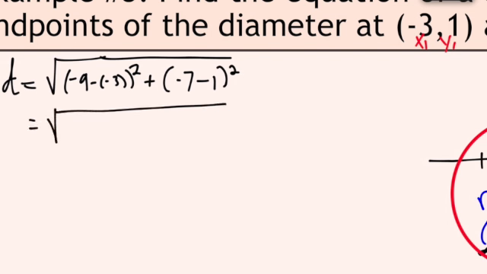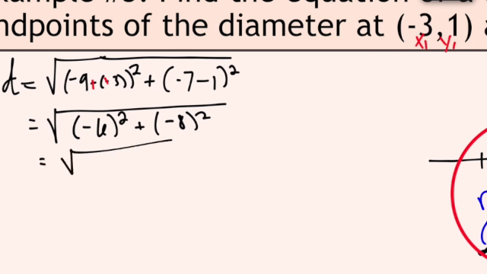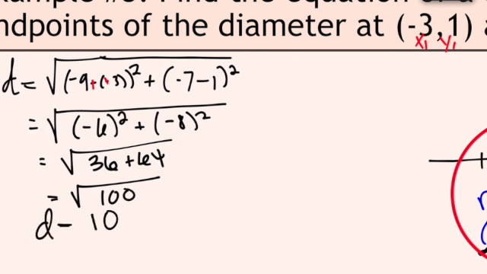So let's see here, -9 minus -3, that's the same thing as -9 plus 3. That ends up giving me -6. So I get (-6) squared plus, -7 minus 1, that's (-8) squared. (-6) squared is 36. (-8) squared is 64. Okay, this is pretty nice. 36 plus 64, that's 100. And then the square root of 100 is 10. Oh, that's really nice. It won't always work out this nicely, but I'm glad it did in this case.